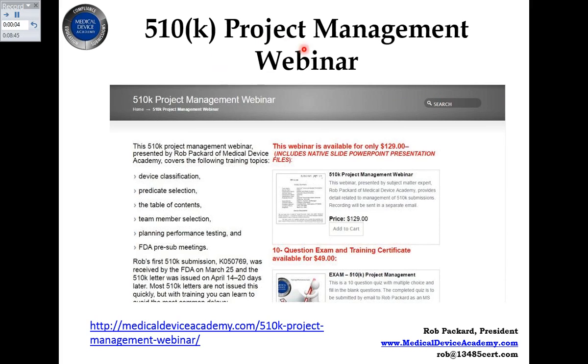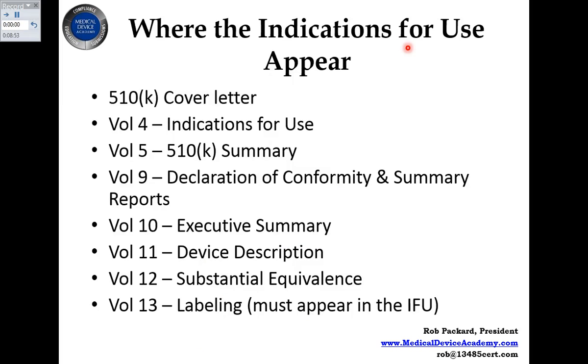Going on to the second webinar that I recorded, this says project management, so it should say indications for use. So the indications for use webinar that I recorded, that one covers where would the indications for use appear. So the indication for use is section or volume 4 of your submission, but we have a 510K cover letter. It appears there. You have the indication for use section. You have the 510K summary. It appears there. You have a declaration of conformity section where you're filling out, I think it's FDA Form 3654, so it appears on those and in the summary reports.